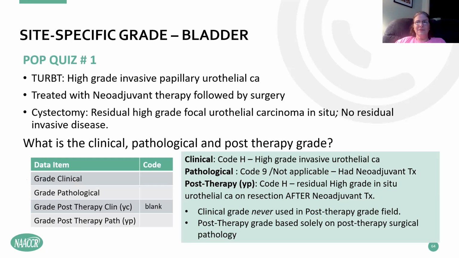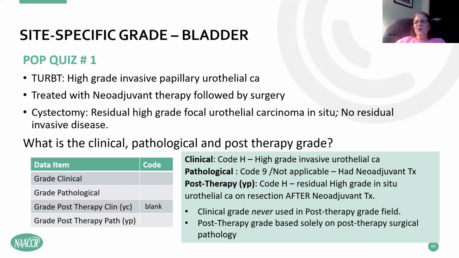So we do have an example here. The TURB is a high-grade invasive papillary urothelial carcinoma. It is treated with neoadjuvant therapy followed by surgery. Remember, a TURB is a clinical workup only. It does not qualify for path staging or path grade. The post-therapy surgery is cystectomy. Residual high-grade focal urothelial carcinoma in situ, no residual invasive disease.